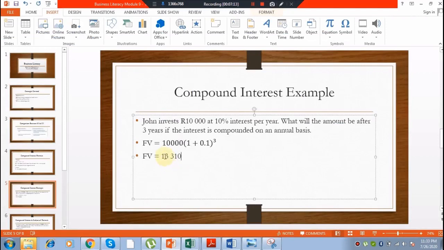13,310. So that's how much you have at your disposal at the end of 3 years. So guys, make sure you understand the calculator and are able to punch in this formula. If you don't know, please feel free to ask, and we'll gladly show you how to use your calculator. Once you know how to punch it in, it shouldn't be much of a problem to calculate compound interest, right? And now let us move over to the next example.